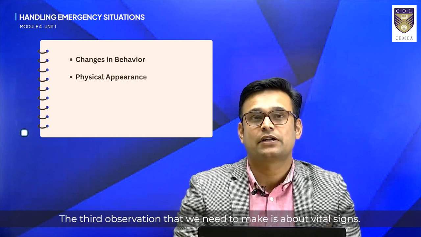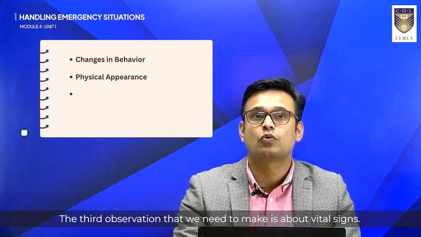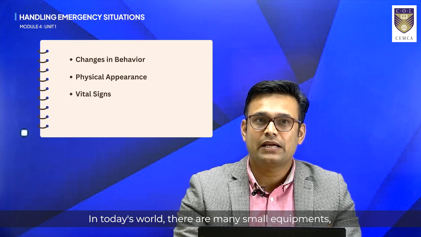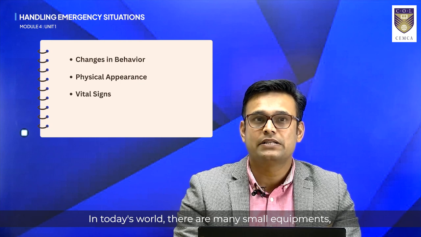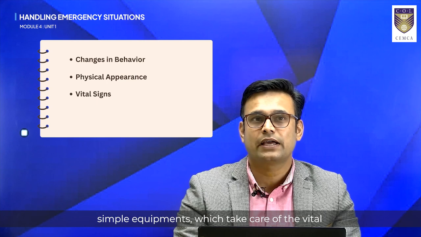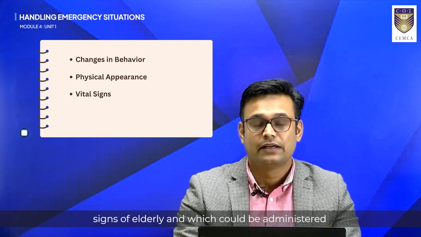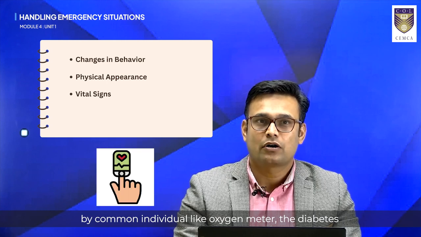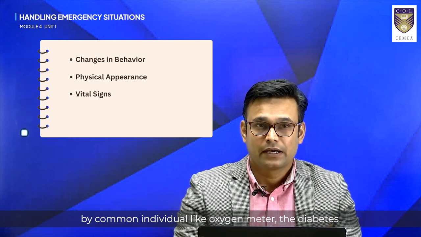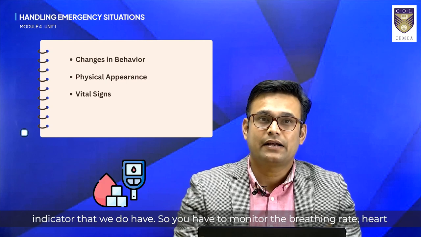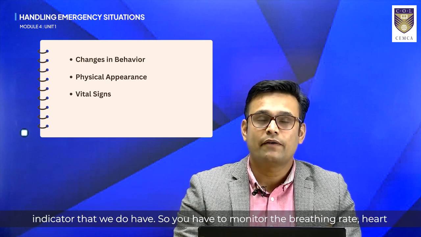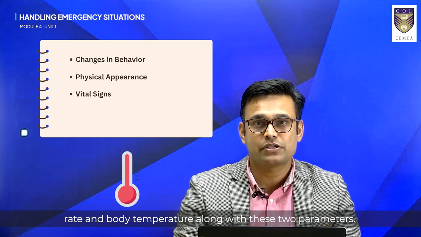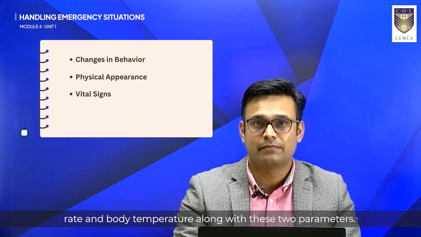The third observation we need to make is about vital signs. In today's world, there are many small, simple pieces of equipment that track the vital signs of the elderly and can be used by any common individual, like the oxygen meter and the diabetes indicator. So you have to monitor the breathing rate, heart rate, and body temperature along with these two parameters.